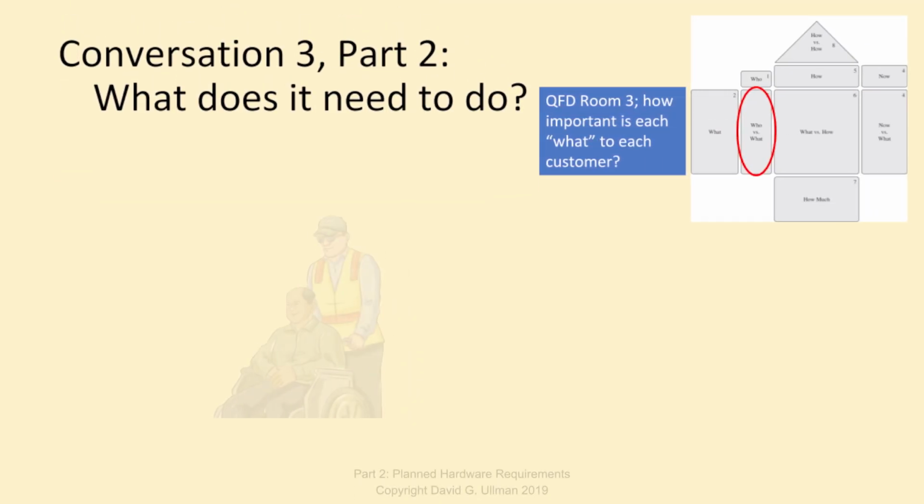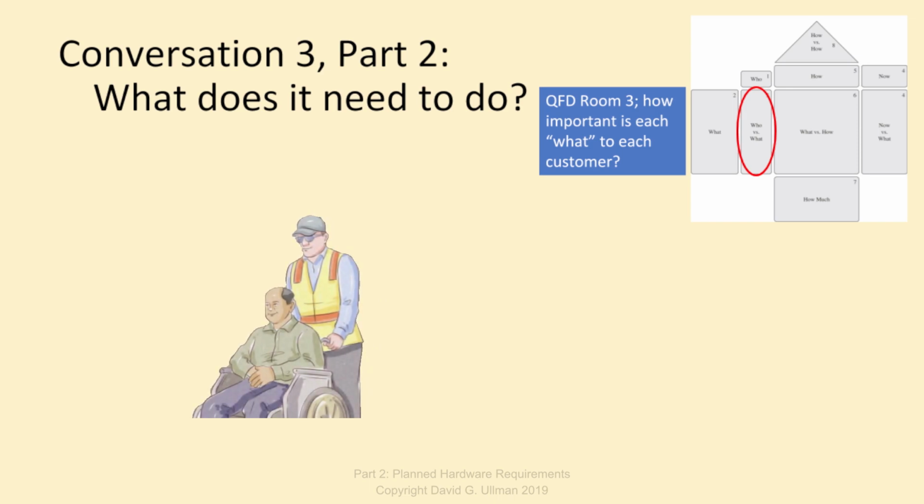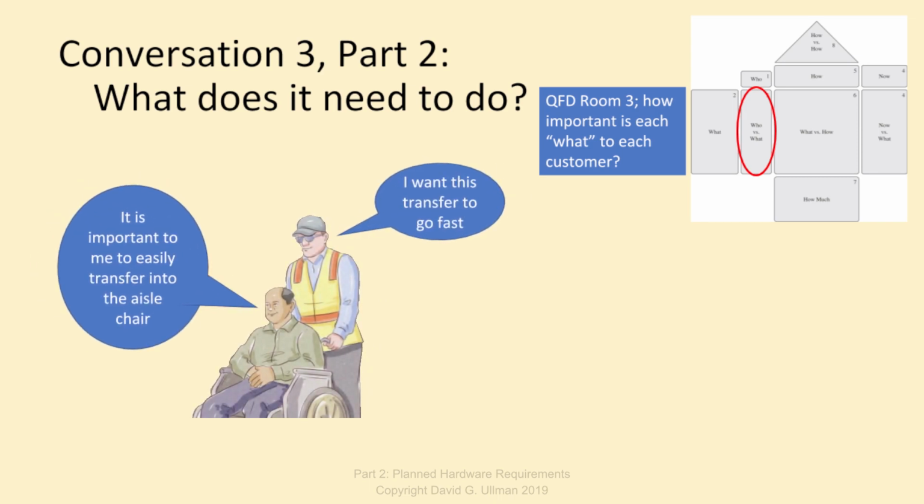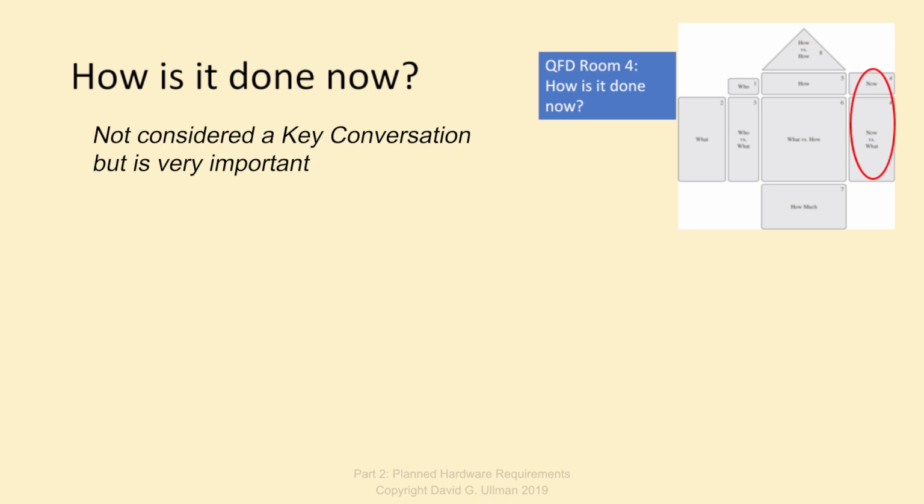QFD's 3rd room refines what is needed by identifying how important each requirement is in terms of the customers. This gives the design team a sense of priority, which is which of the requirements to address first and which are nice to have if time allows. The 4th room in the House of Quality is an assessment of how the customer's needs are fulfilled now. This is not considered a key conversation, but is very important.